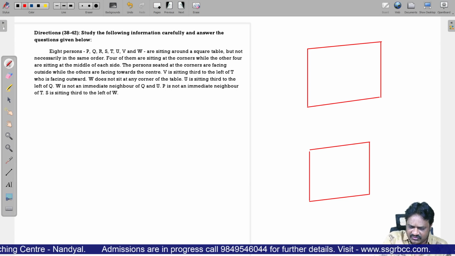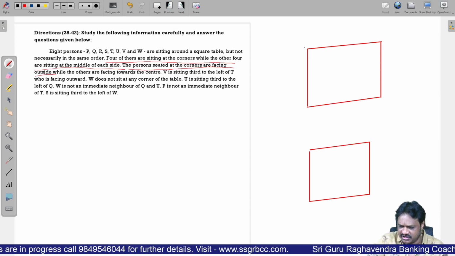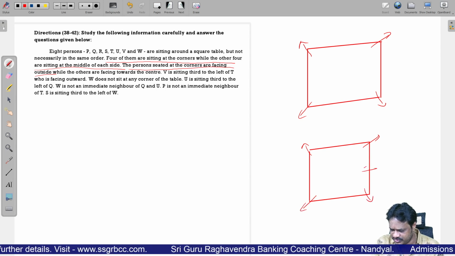Here what is given: 4 of them are sitting in the corner while 4 of them are sitting in the middle. The persons sitting in the corner are facing outside. Those who are sitting in the middle are facing inside.